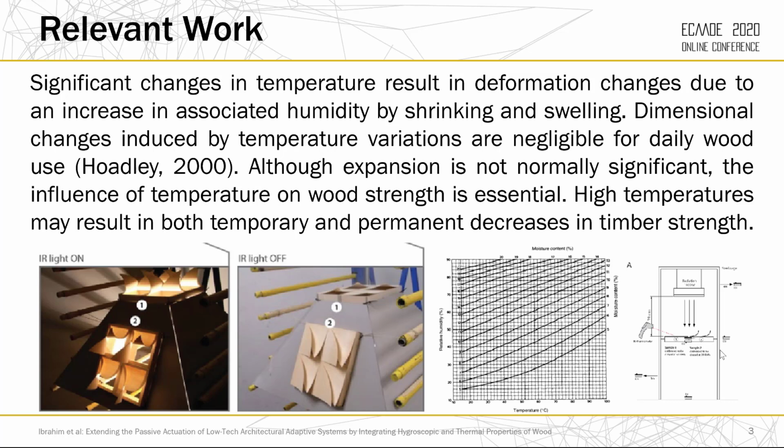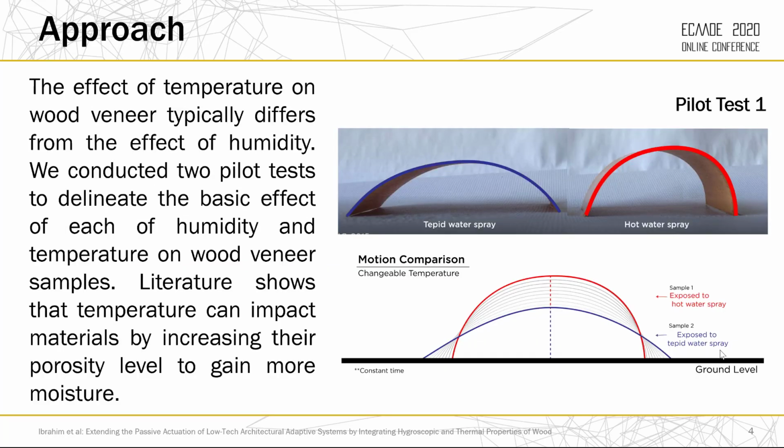Although expansion is not normally significant, the influence of temperature on wood strength is essential. High temperatures may result in both temporary and permanent decreases in timber strength. Although local thermal radiation affects the reactive behavior of wood veneer by influencing relative humidity, air convection temperature changes generate more general and stratified alteration. The relative humidity of the atmosphere can be improved without excessive moisture input. For our approach, the effect of temperature on wood veneer typically differs from the effect of humidity. We conducted, therefore, 2 pilot tests to delineate the basic effect of each on wood veneer samples.